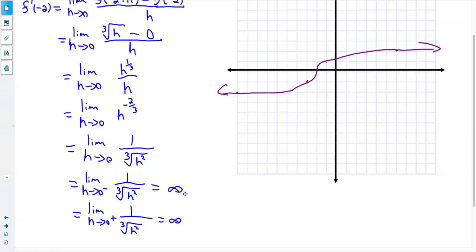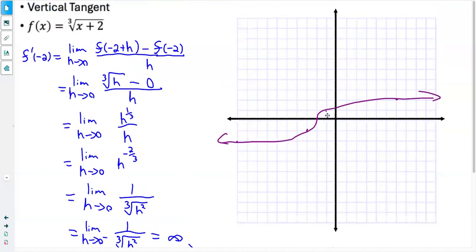Now, even though these are the same values, because infinity is not a specific value, we can say this is not differentiable. And it's referred to as a vertical tangent because if we drew a tangent line through this point here, you would notice that at -2, our tangent line would be purely vertical.